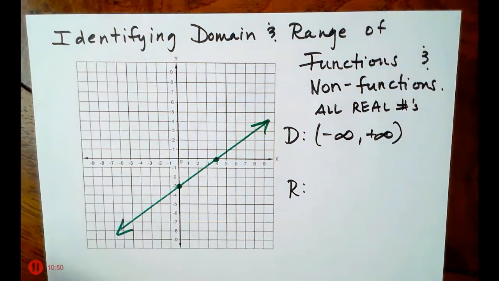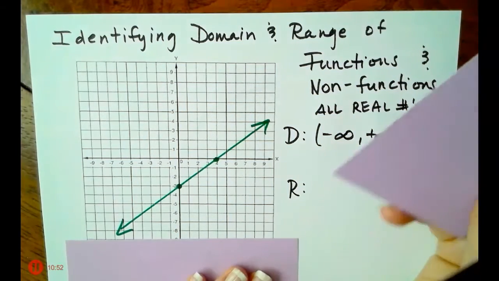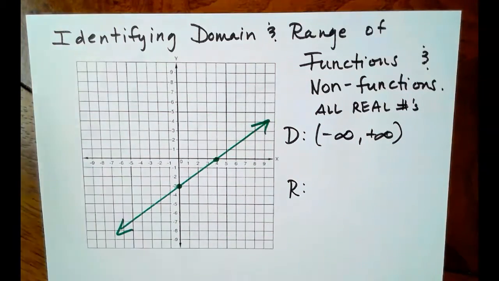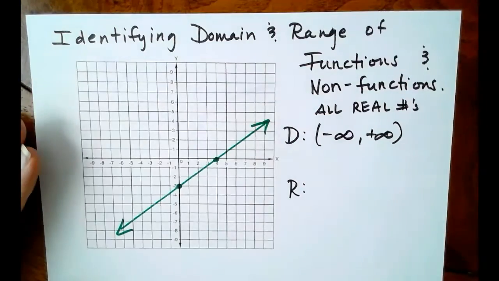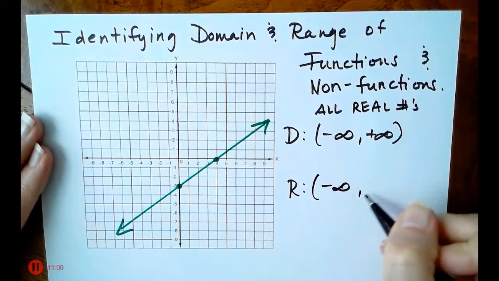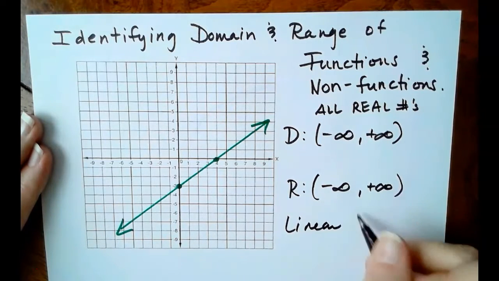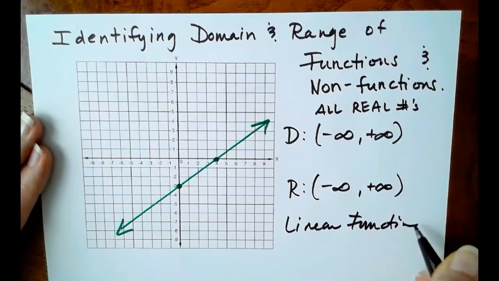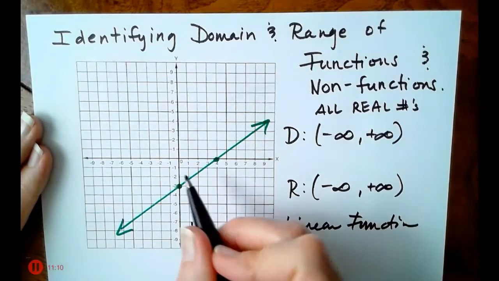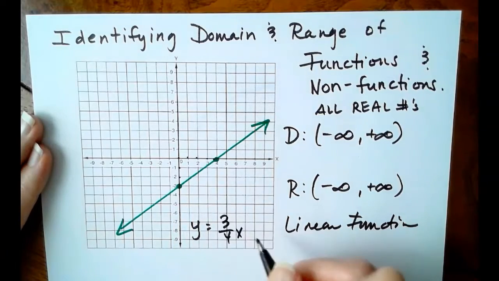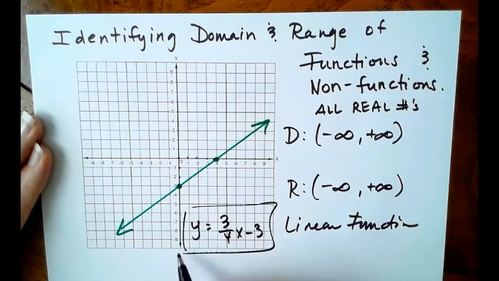And once again, the range is read from the bottom to the top. But once again, arrows. Arrows going down, arrows going up. The range is also all real numbers. Of course, this is a linear function. This is just a function that is a line. It would have an equation of y equals 3/4 x minus 3.